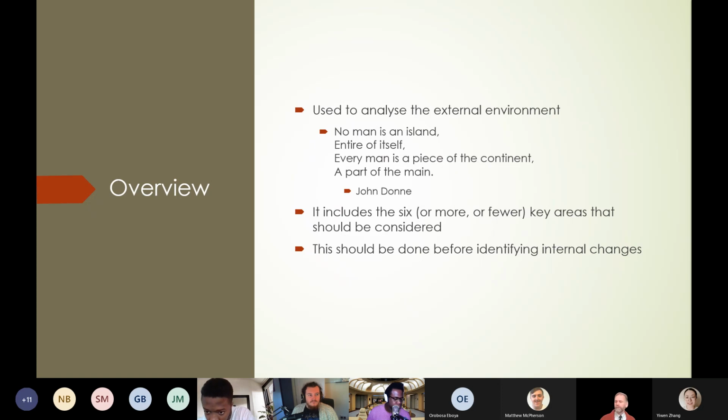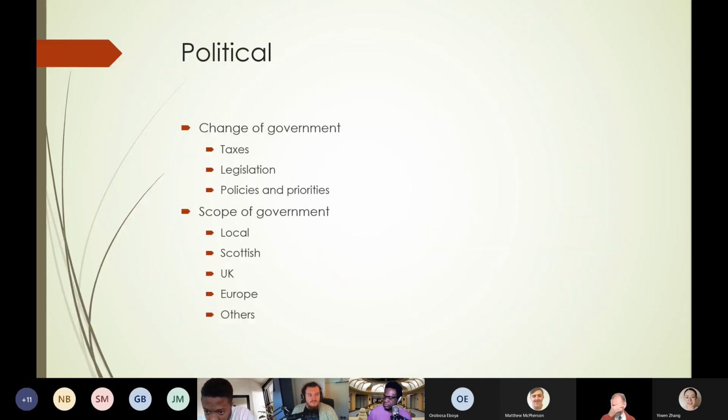So we'll go through some of these things and think about the areas that you might want to consider. And whilst we're doing it, you specifically might want to consider how that would affect your case study.